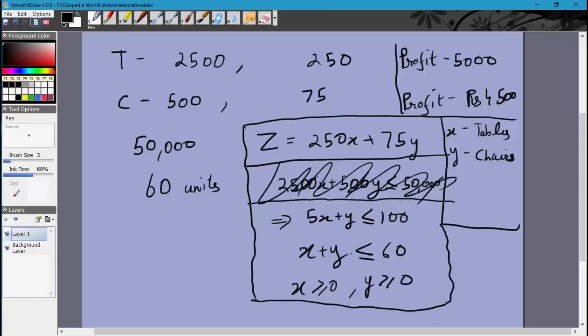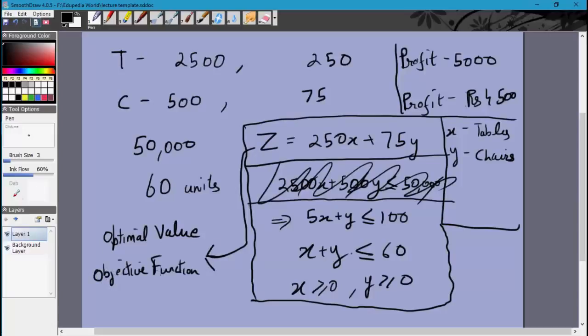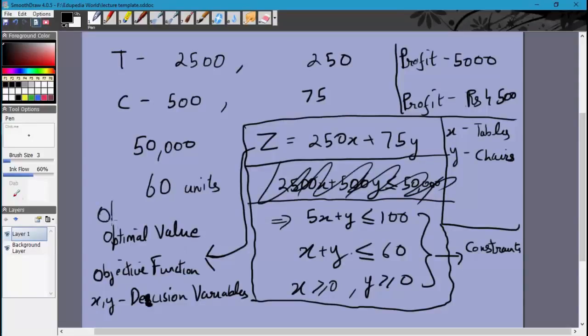So before looking at how to do that, let's look at a couple of definitions. The linear programming problem in which you have to find the maximum or minimum value of a function is called an optimal value problem. And the maximum or minimum value of this function is called the optimal value. The function itself, which we need to maximize or minimize, is referred to as the objective function. Also, these variables x and y are referred to as decision variables. And these four relations are called constraints. And this whole thing is called an optimization problem. So these are just some of the terms we'll be using again and again.